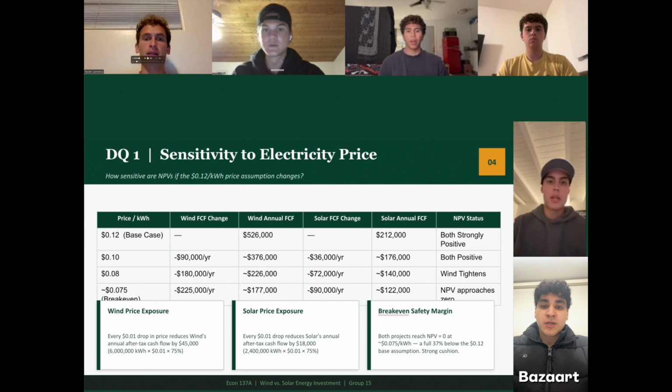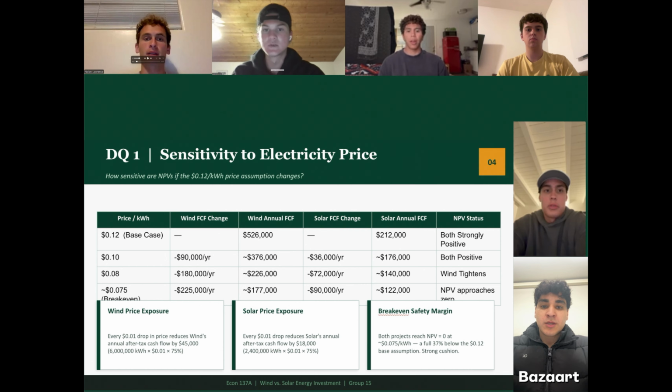So if the electricity price drops to 10 cents per kilowatt hour, wind's annual cash flow falls to roughly $376,000, but the project is still clearly profitable. At 8 cents, the economics start to get tighter. And at around 7.5 cents per kilowatt hour, the NPV of both projects is close to 0. So the break-even price of about 7.5 cents is roughly 37% below the 12 cent baseline. It's actually a pretty comfortable safety margin.